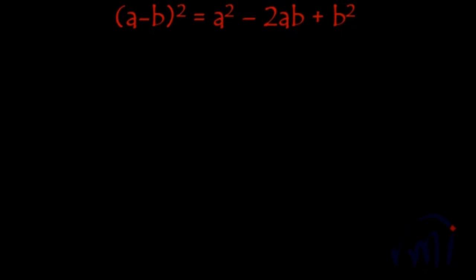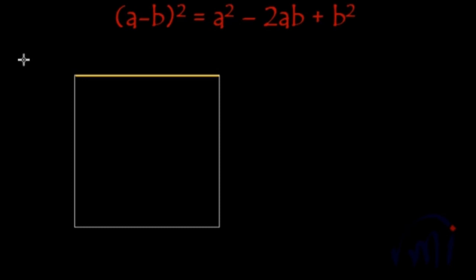Hi. So the identity we are going to learn today is (a minus b) whole square. Right? So first let me take a line whose length is a. So I'm going to take a line. Let's assume that its length is equal to a. So this is a line whose length is a, right? And this will be a square, right?